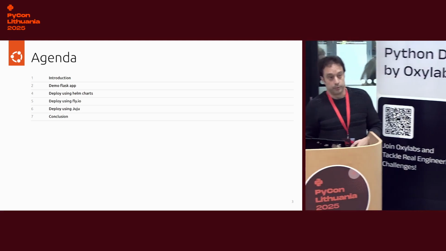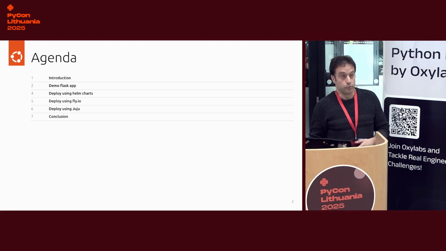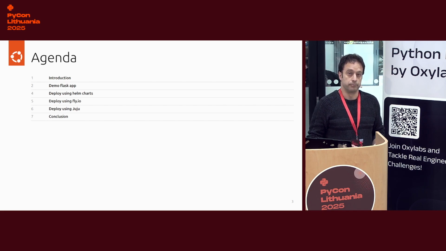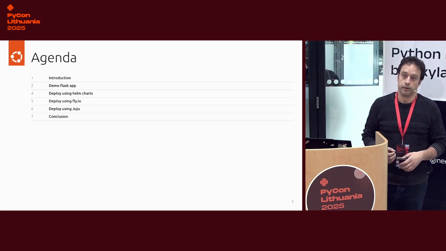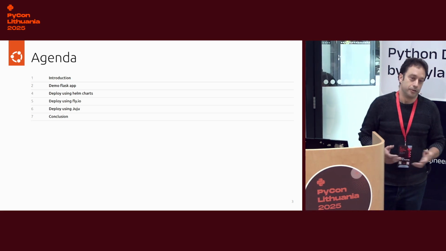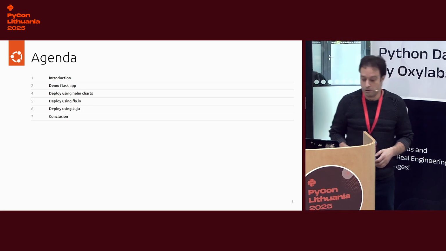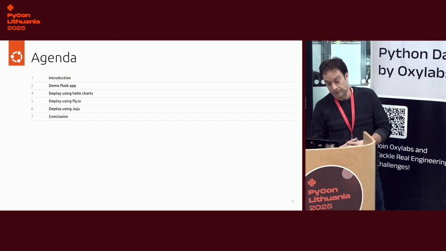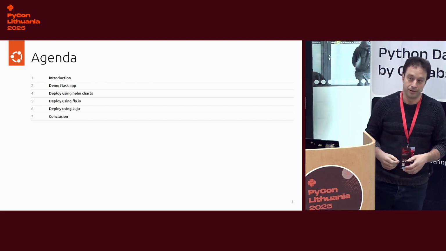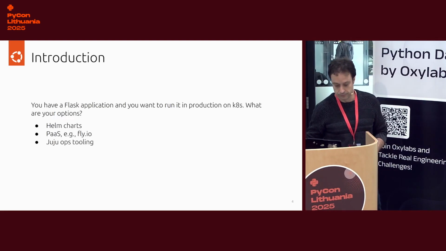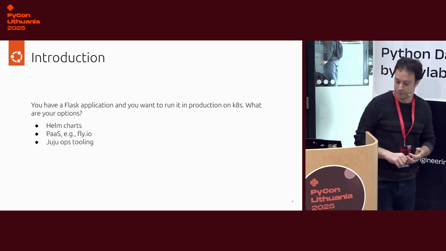And finally, we will deploy with Juju. Juju is from Canonical, the company I work for. And if you don't know Canonical, it's the company behind Ubuntu, and everything is open source, so you can use it at your home or however you want. And then we will have a conclusion that is not really a conclusion, but a summary of what we've done. So let's go for the introduction.